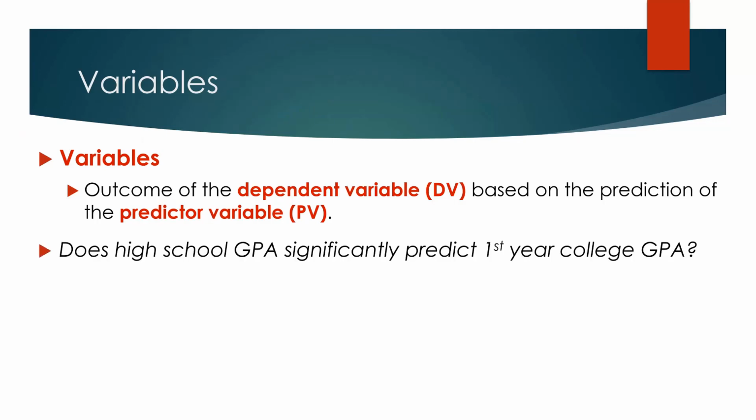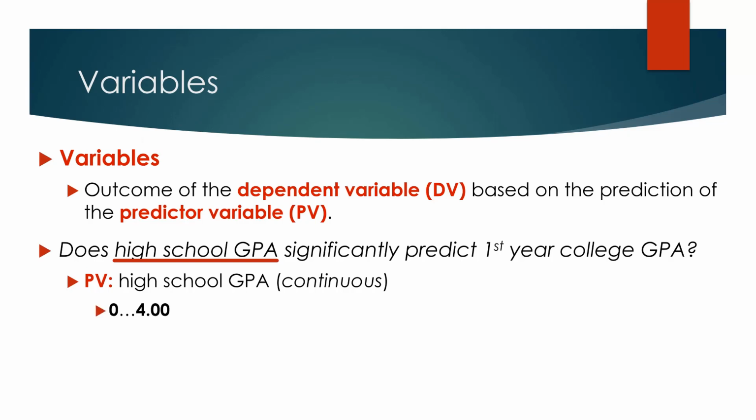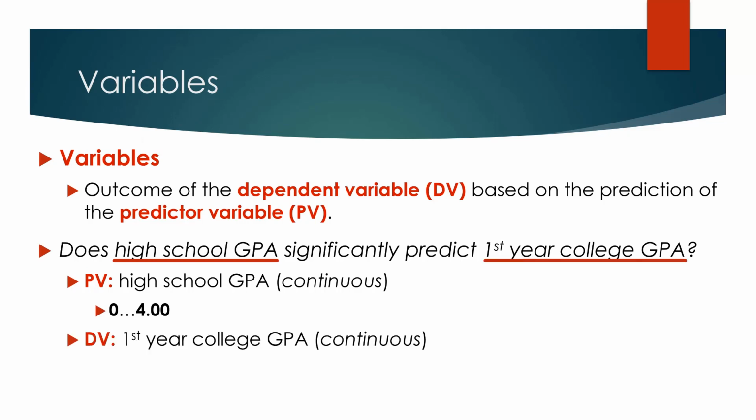So the first variable that's mentioned is our predictor variable. So that's going to be high school GPA. It's continuous, and high school GPA ranges from 0 to 4. And what is it predicting? It's predicting first-year college GPA. So that's our dependent variable. That is a continuous variable, again, ranging from 0 to 4. So we got our 2 variables here, predictor and our dependent variable.